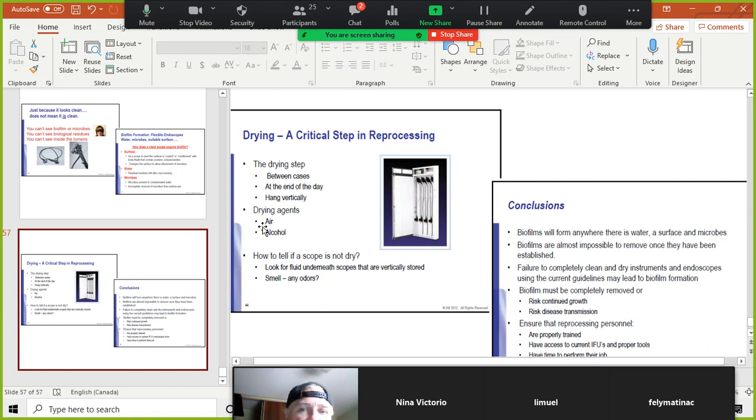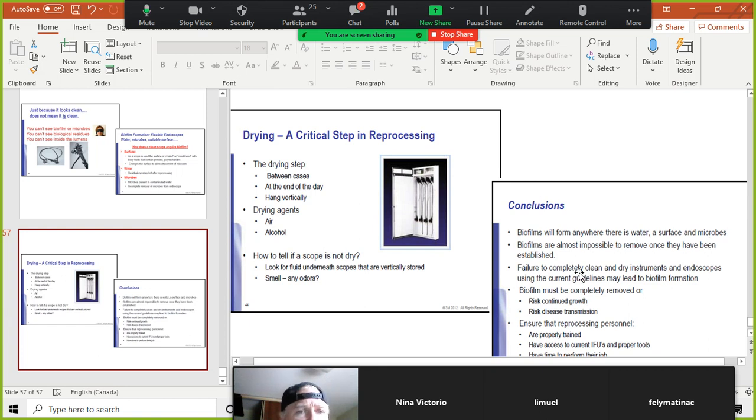Drying agents are air and alcohol. Ethanol, high-concentration isopropyl alcohol. It evaporates very readily. Okay. How to tell if a scope is not dry? Well, if it looks wet. That's how you tell if it's not dry. Biofilms will form anywhere there is water.